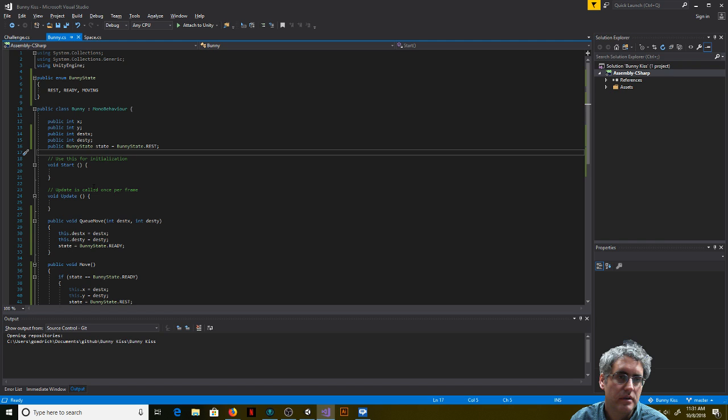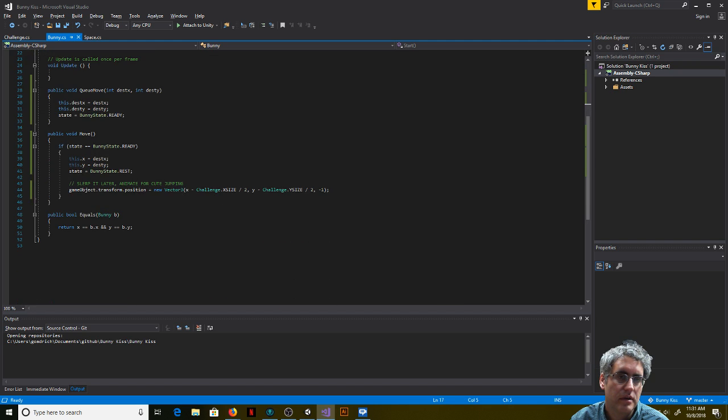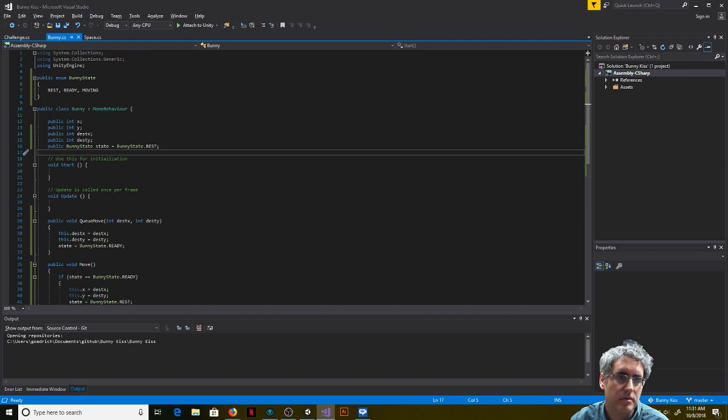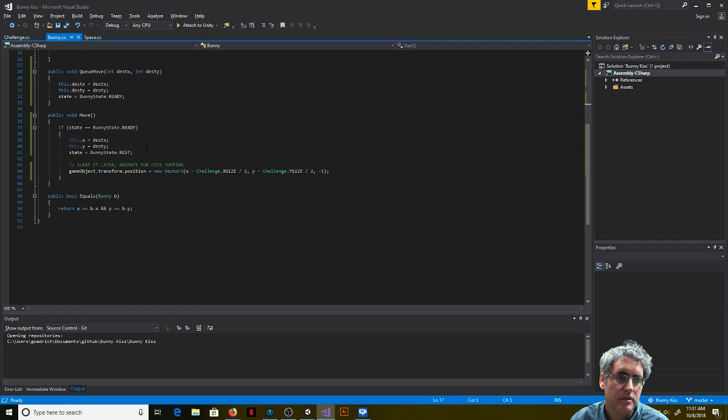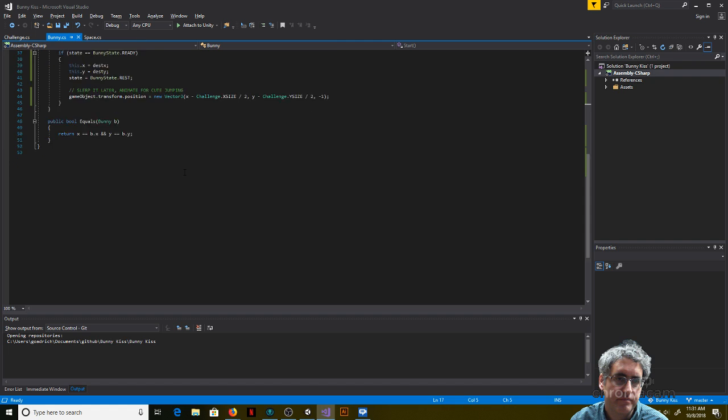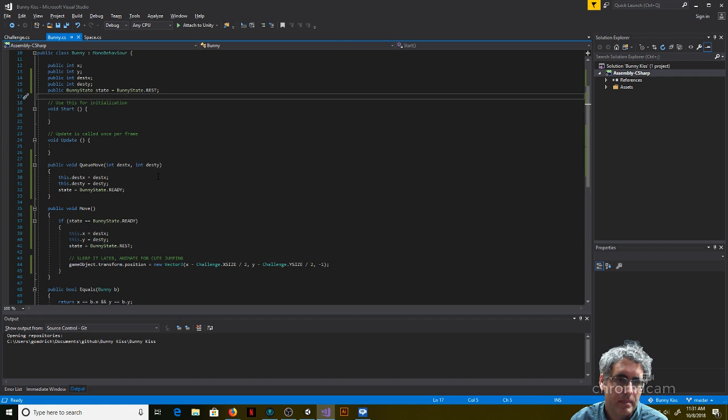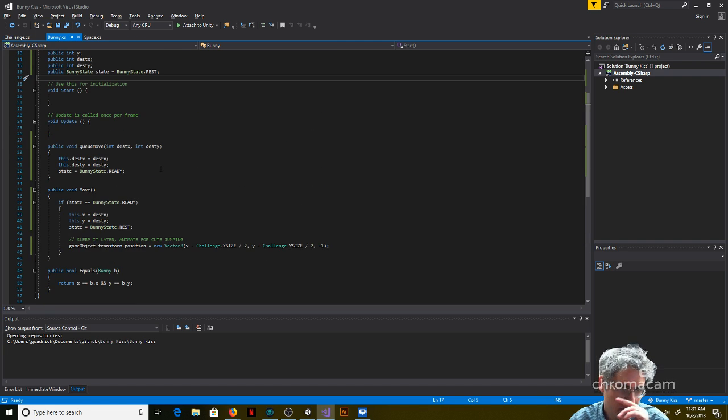Well, no, I'm going to be okay with integers. I know where I was, I know where I am. The lerp is the time in between them, right? Yes.